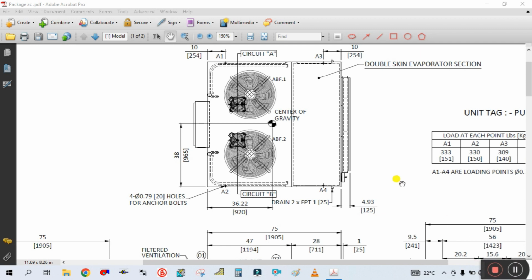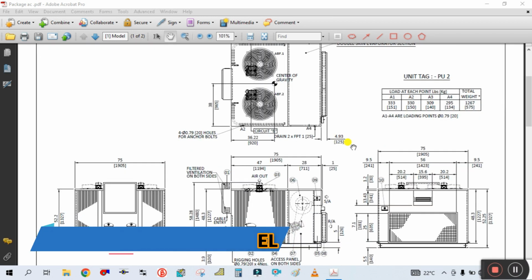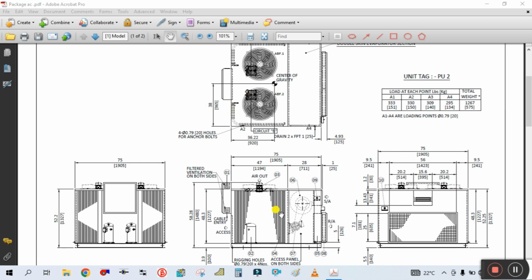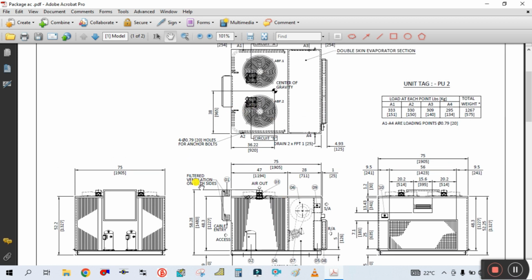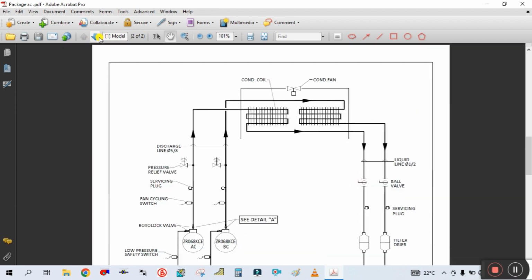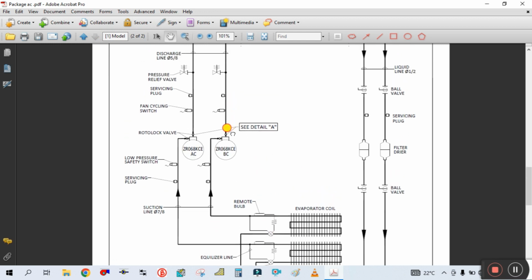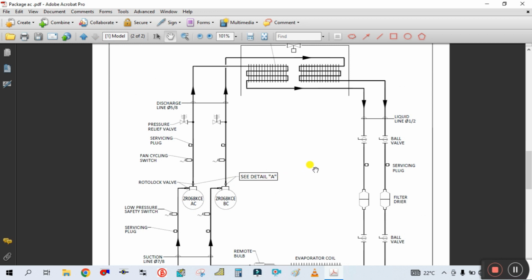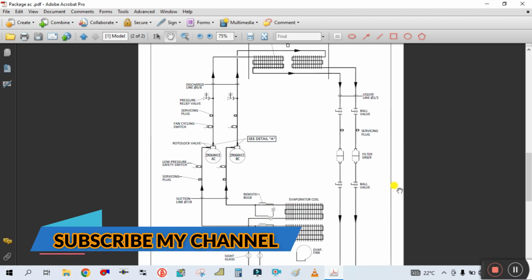So as I told in my previous video, I have to explain the working principle of the vapor compression cycle. You can see this is the package air conditioning unit, and in my previous tutorials I have already explained the different components of this package unit and the different components of its circuit, the vapor compression cycle. So in this tutorial I will explain the working principle of this circuit and of the vapor compression cycle.